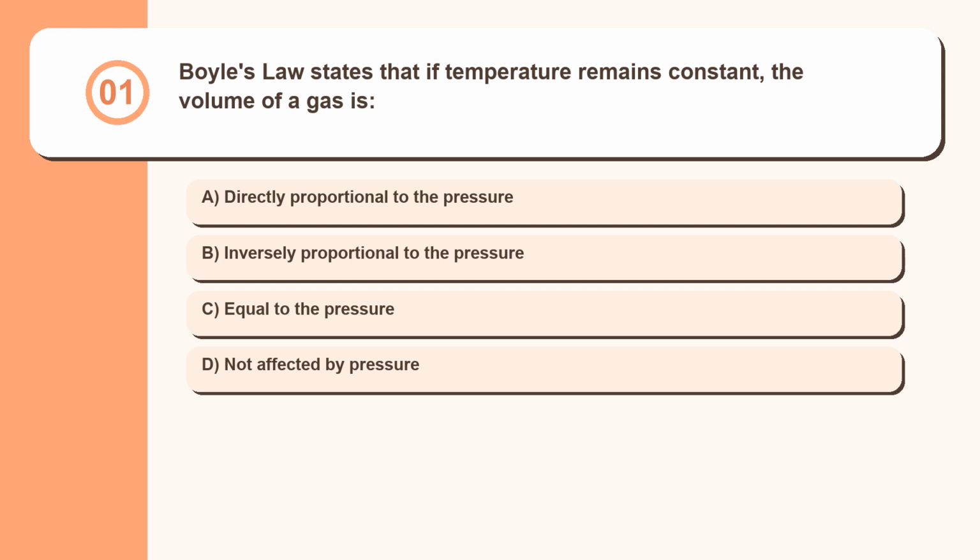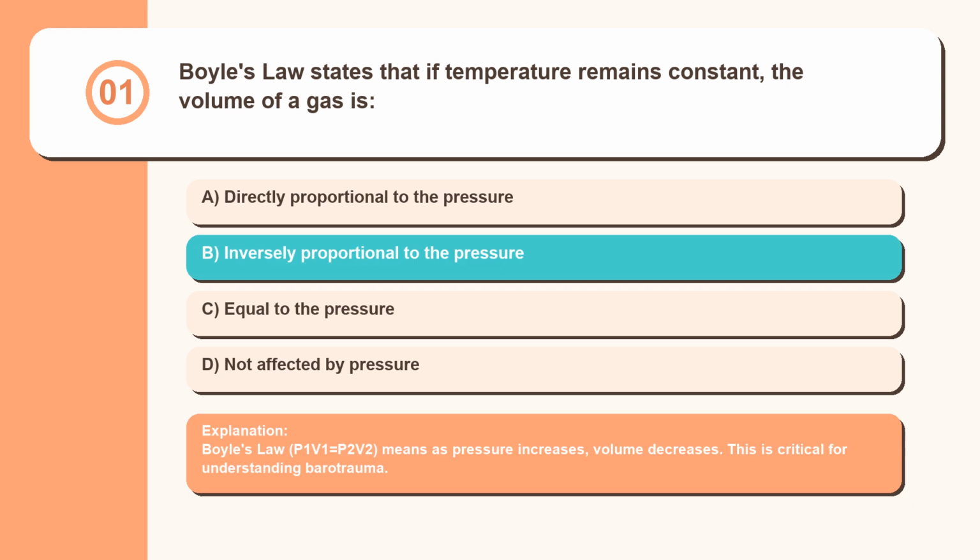Question 1. Boyle's law states that if temperature remains constant, the volume of a gas is directly proportional to the pressure, inversely proportional to the pressure, equal to the pressure, not affected by pressure. Boyle's law, P1V1 equals P2V2, means as pressure increases, volume decreases. This is critical for understanding barotrauma.